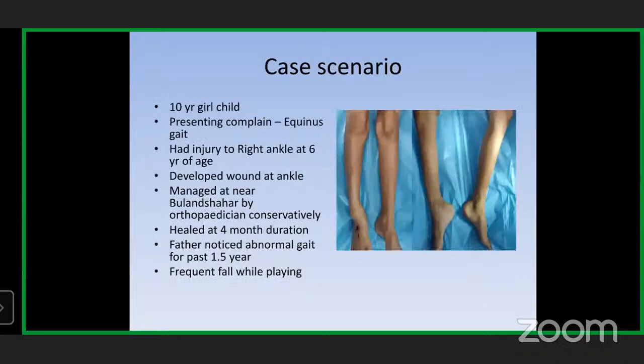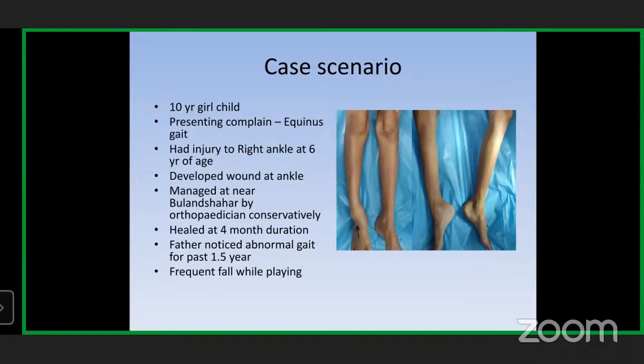The case I got was a 10-year-old girl child who presented with an equinus gait, and while observing we saw that there was limb discrepancy also. She had a trauma while playing at the age of 6 and was treated with a plaster cast, and as per her parents, she had some wound over there also. Over conservative treatment the wound had healed and united, but gradually she started to develop equinus, and the limb length discrepancy also occurred.